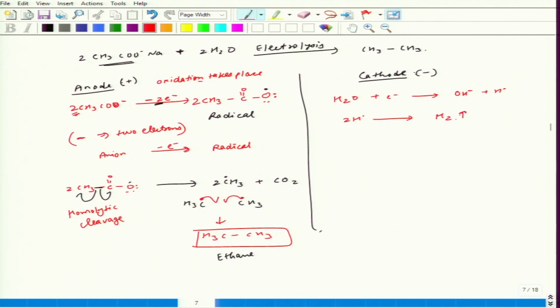Okay. This is a gas. So, what will happen in this process? H2 is released. Okay. So, in the electrolysis, there are two procedures we have seen from the salts of carboxylic acid. One is the decarboxylation method, in which we have taken sodium hydroxide, the basic conditions, and used calcium oxide in the presence of heating conditions. What we have done, we have removed a CO2 moiety from the carboxylic acid and formed an alkane.